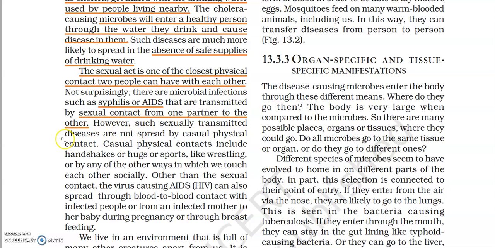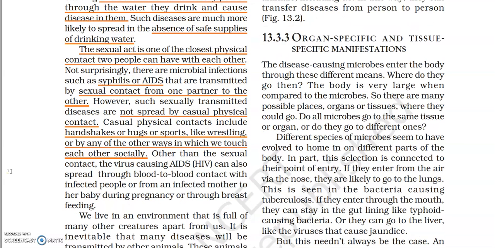However, such sexually transmitted diseases are not spread by casual physical contact. It's not spread by casual physical contacts like simple handshakes or hugs or sports like wrestling, or any other way in which you just touch the infected person, right? So by just touching the infected person, you cannot spread the disease, right?